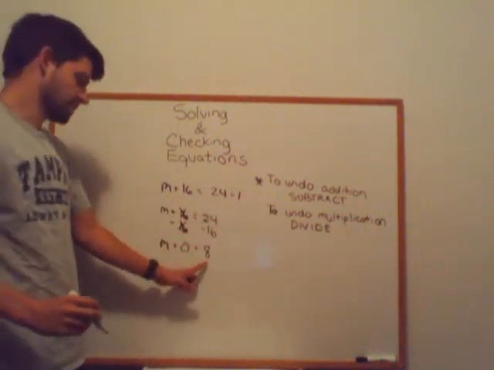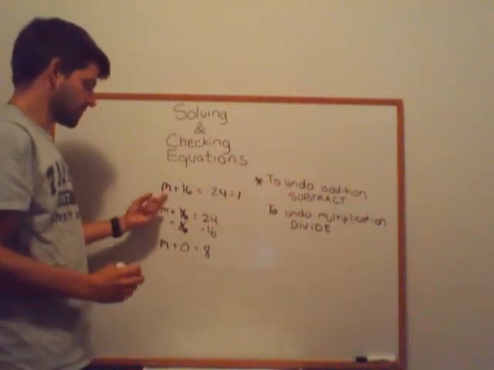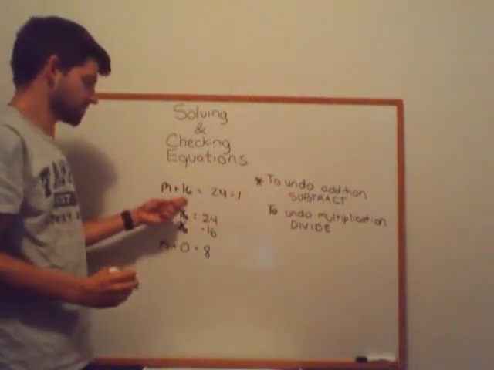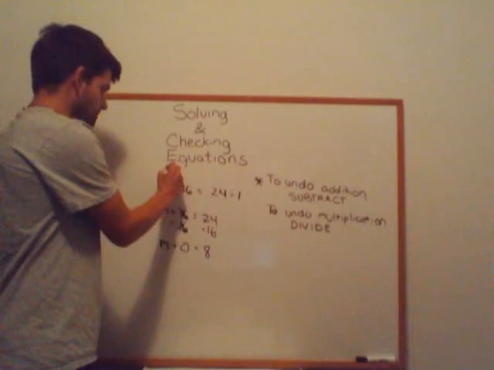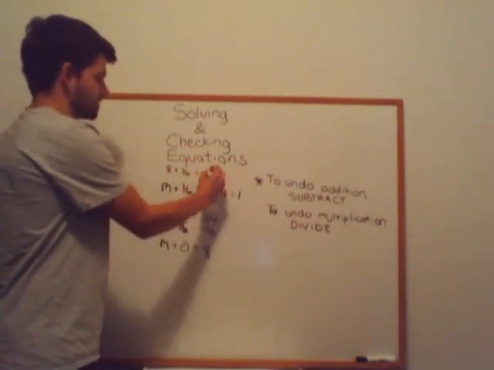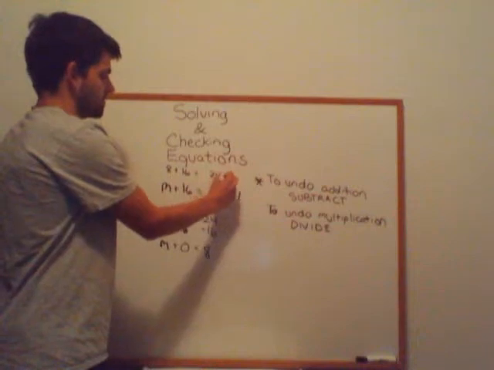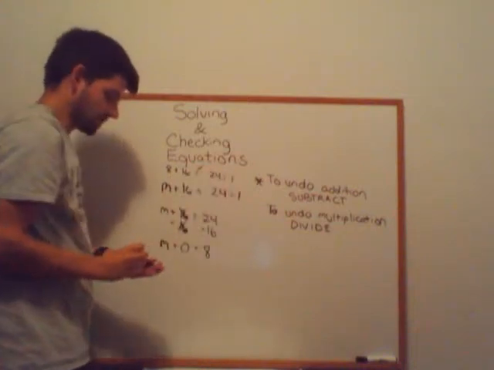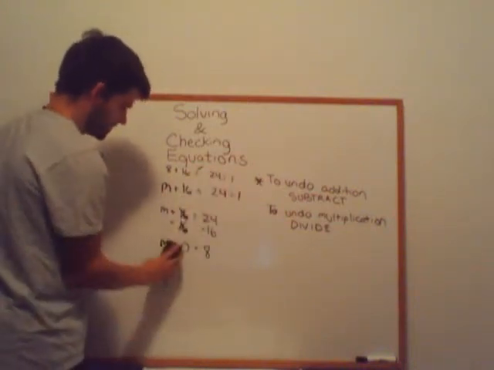Now go ahead and plug this in. If you have 8 plus 16 is 24, and that does definitely equal 24 divided by 1. Alright, let's do another one.